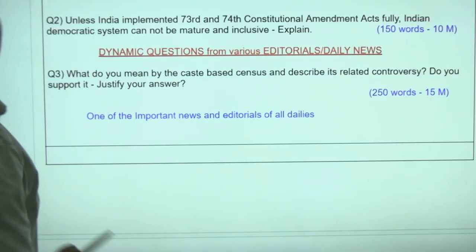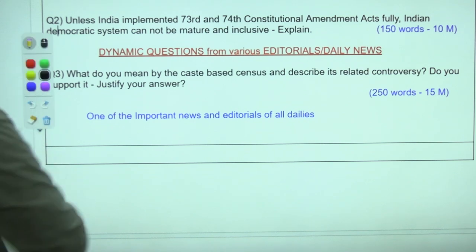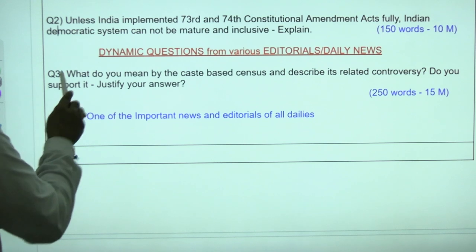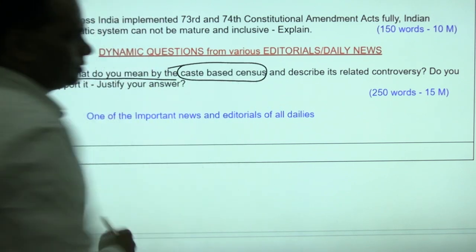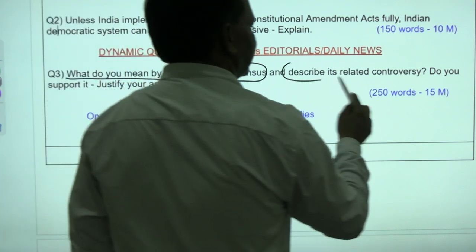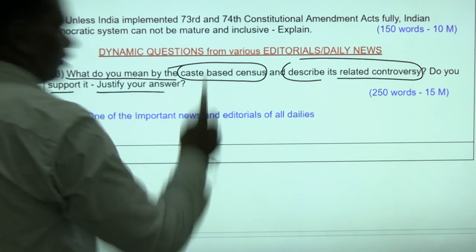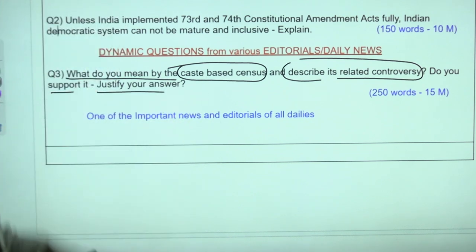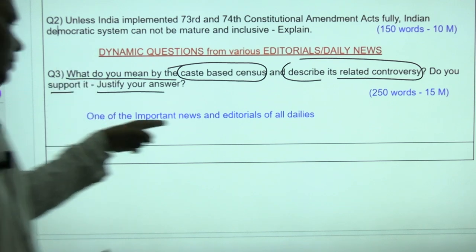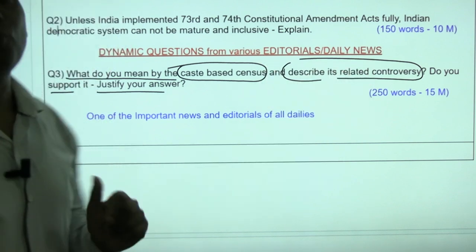Next, the third important question, which I adopted from the newspaper: What do you mean by caste-based census? Describe its related controversy. Do you support it? Justify your answer. There are three subparts, and it is a 250-word question. This is one of the important news items and editorial topics of all the dailies for the last few months.